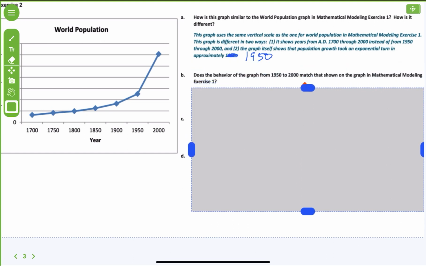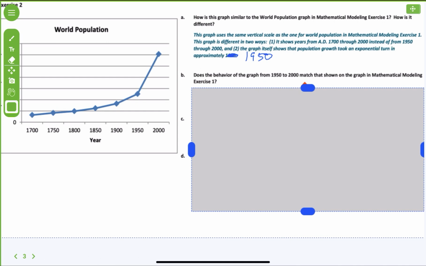All right. B says, does the behavior of the graph in 1950 to 2000 match that shown on the graph in mathematical modeling exercise 1?